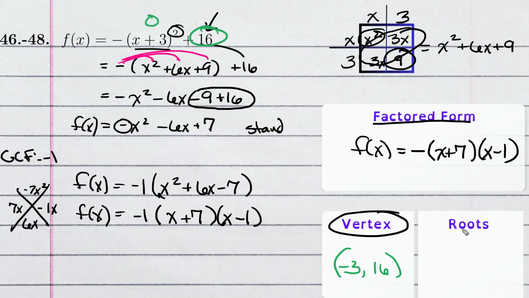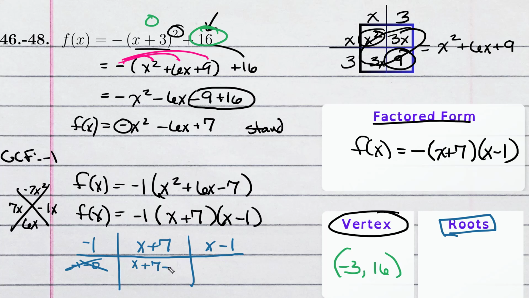When I look for my roots, I go to my factored form and I use that chart to help me solve. And so each of my factors are negative 1, x plus 7, x minus 1. And so we set each of those equal to 0. Negative 1 equals 0. Can't happen. x plus 7 equals 0. So when I move the positive 7 to the right-hand side, it becomes x equals negative 7. x minus 1 equals 0. So I move the negative 1 to the right-hand side. x is equal to positive 1. And so my roots are x equals the set, negative 7, comma, 1.